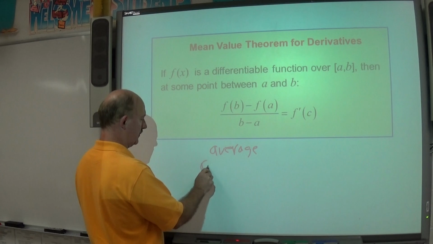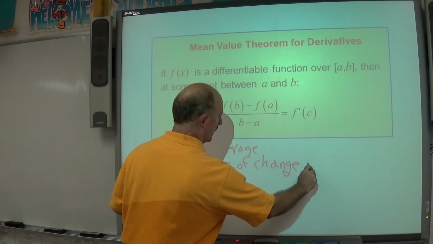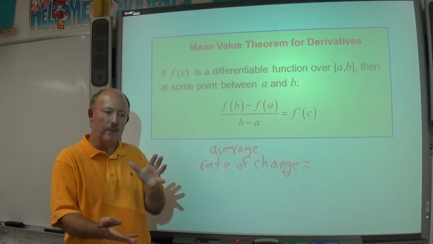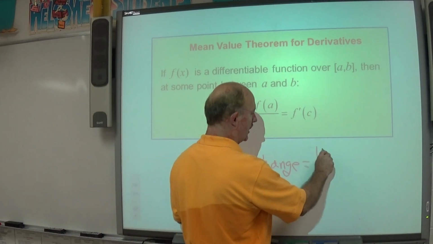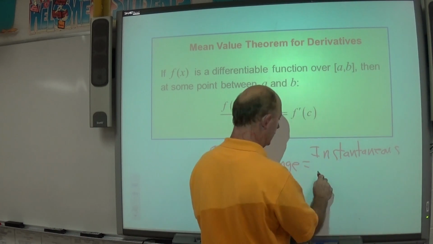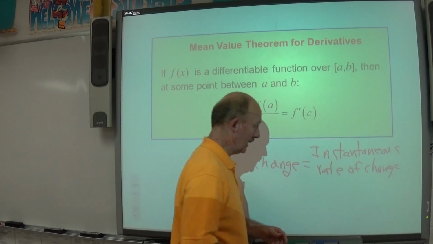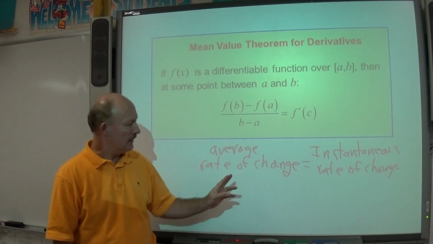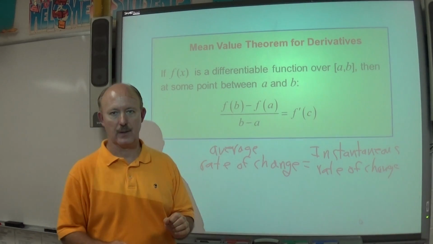So the average rate of change would be f of b minus f of a over b minus a. That would be the average rate of change. That would be the slope of a chord from a to b. Now that will equal the instantaneous rate of change. To get the instantaneous rate of change, remember we use the derivative. So the average rate of change from a to b is going to equal the instantaneous rate of change at some c value.